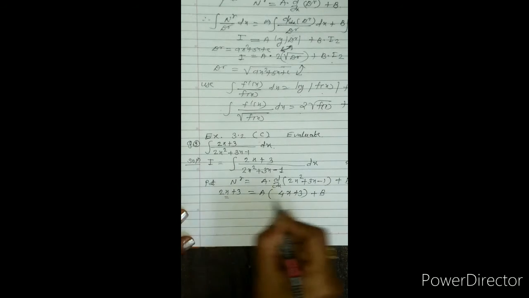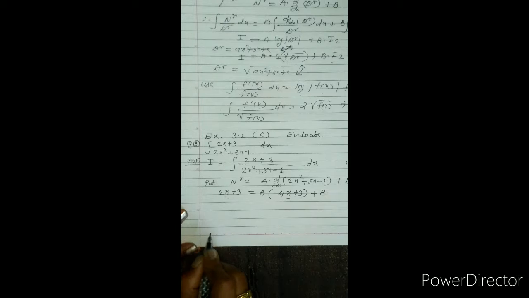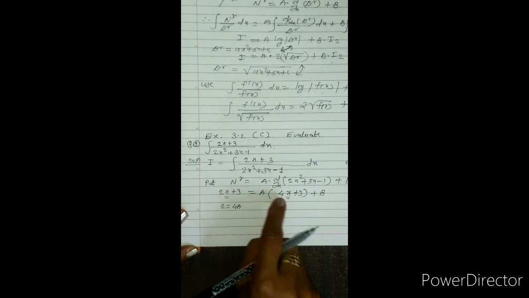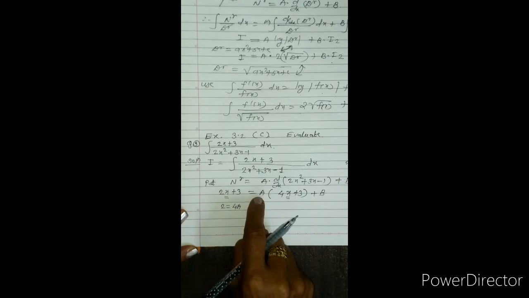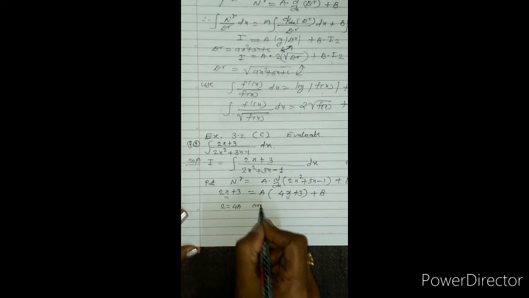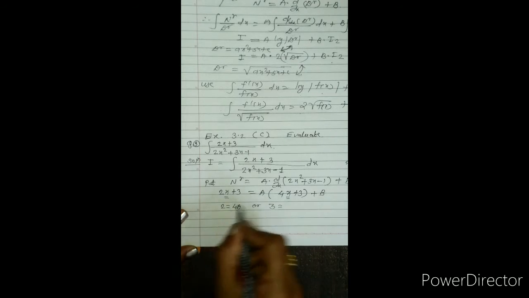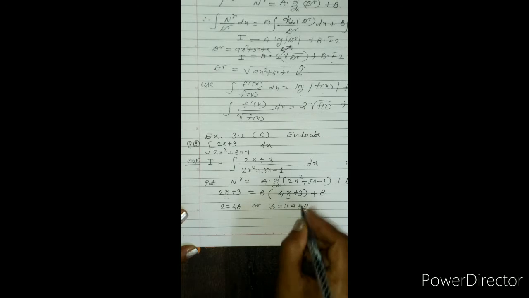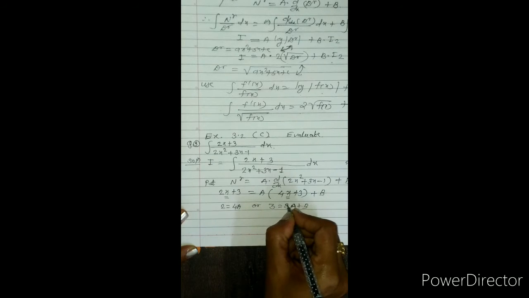Now we take coefficient comparison of the like terms. The coefficient of x on the left is 2, and on the right it is 4 times a, so 2 = 4a. And second, the constant term 3 is equal to 3 times a plus b.